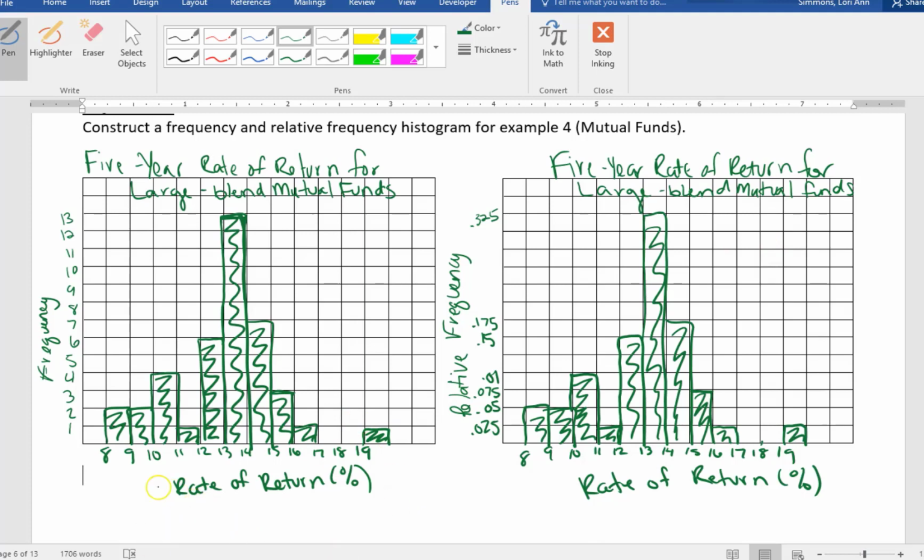For labeling, the only real difference now that we have seen from prior ones is we're going to use the lower class limit right here, and then 8 had 2 frequencies. So anything to the right is going to indicate how many frequencies are in lower class limit 8 to 8.99.